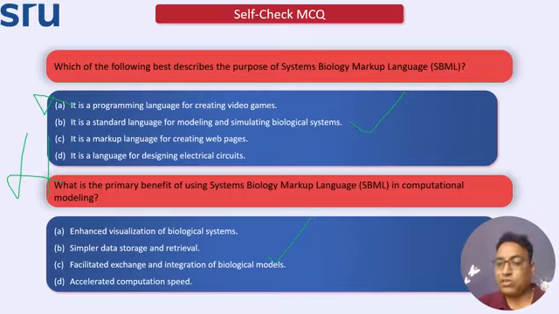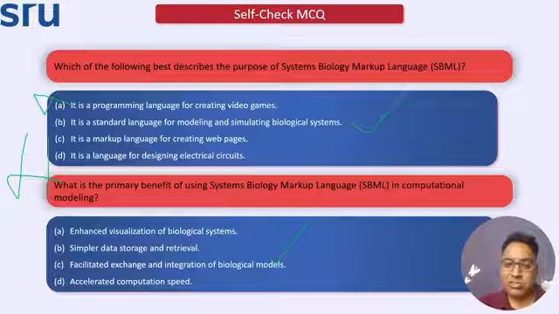Accelerated computation speed? That is also not the primary goal. Okay, primary benefit of it. So option B here and option C here are the right answers.